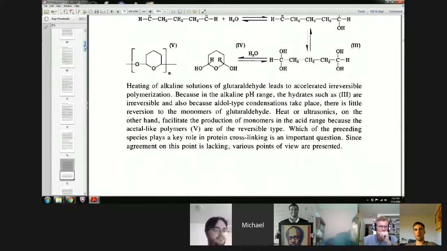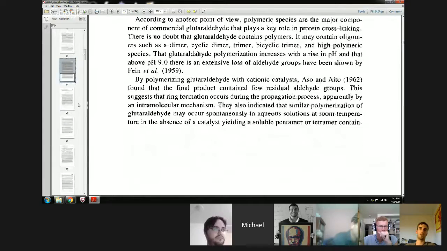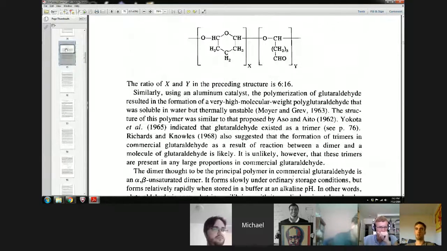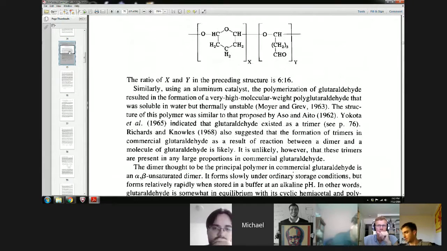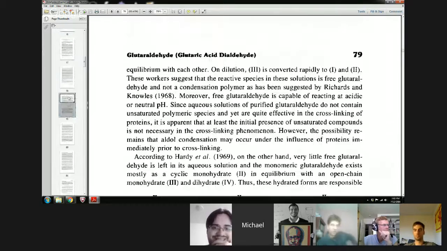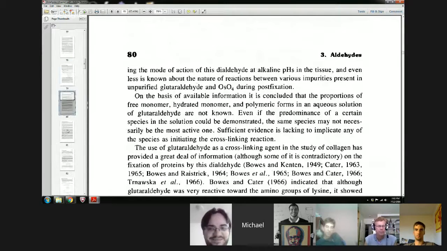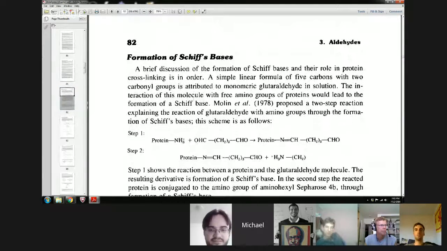So I don't necessarily want to go over each and every one. Let me skip around. I want to get to the protein part. So here's another potential polymer of glutaraldehyde, where you've got the ring structures combined with just the straight molecule. I'm going to jump to, I think, page 19, where it starts talking about the proteins. Okay, so here's the start, where we're talking about how it forms polymers.